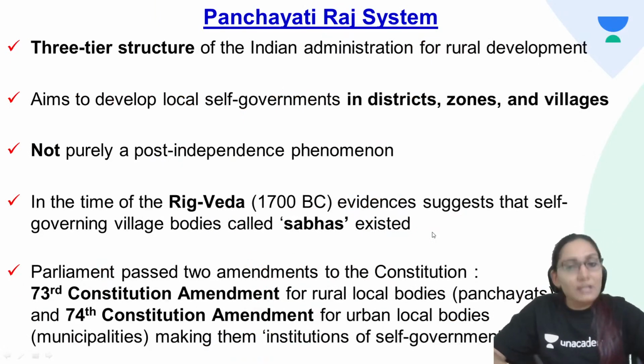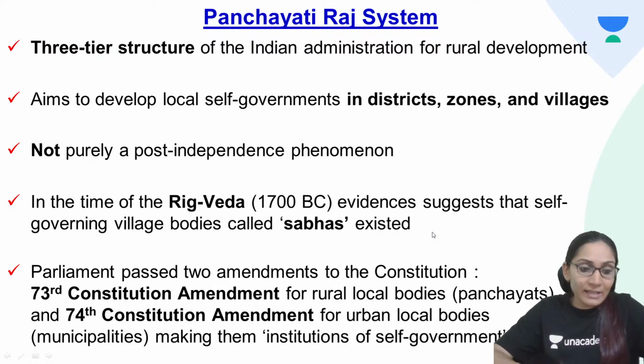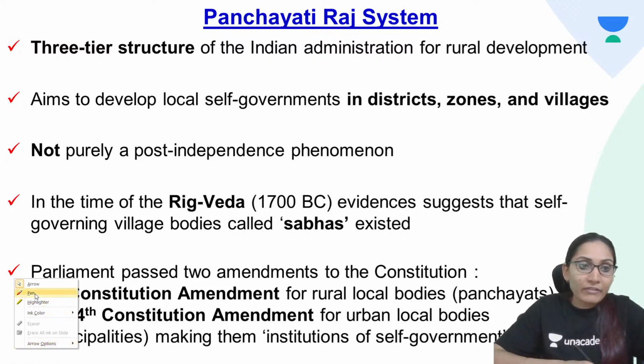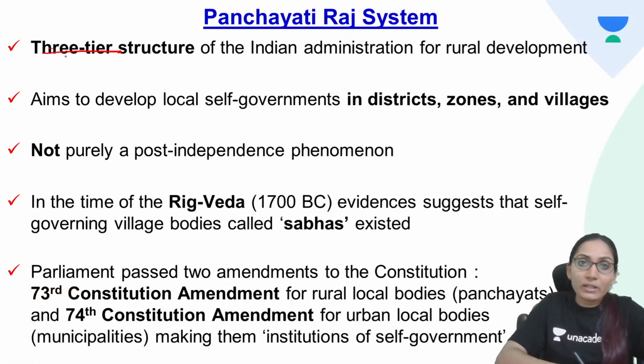Now, this is the current affair, but we have to understand the Panchayati Raj system in India in detail. So, we will be coming to the Panchayati Raj institutions in India in detail. Let's start with the Panchayati Raj institution. We have a 3-tier structure for the Indian Panchayati Raj system. So, a 3-tier structure of the Indian administration for rural development. So, what is this 3-tier structure?